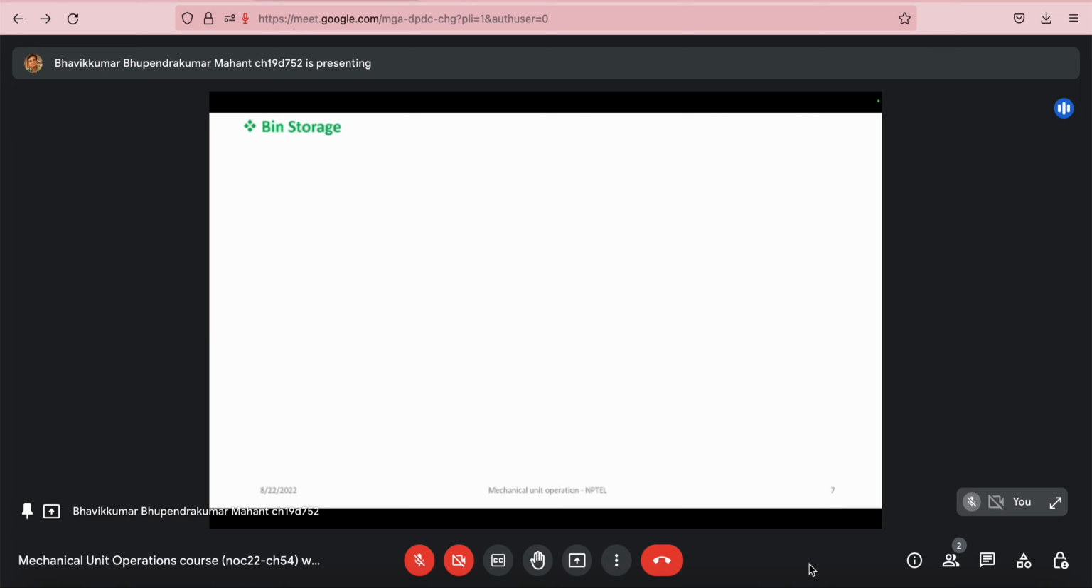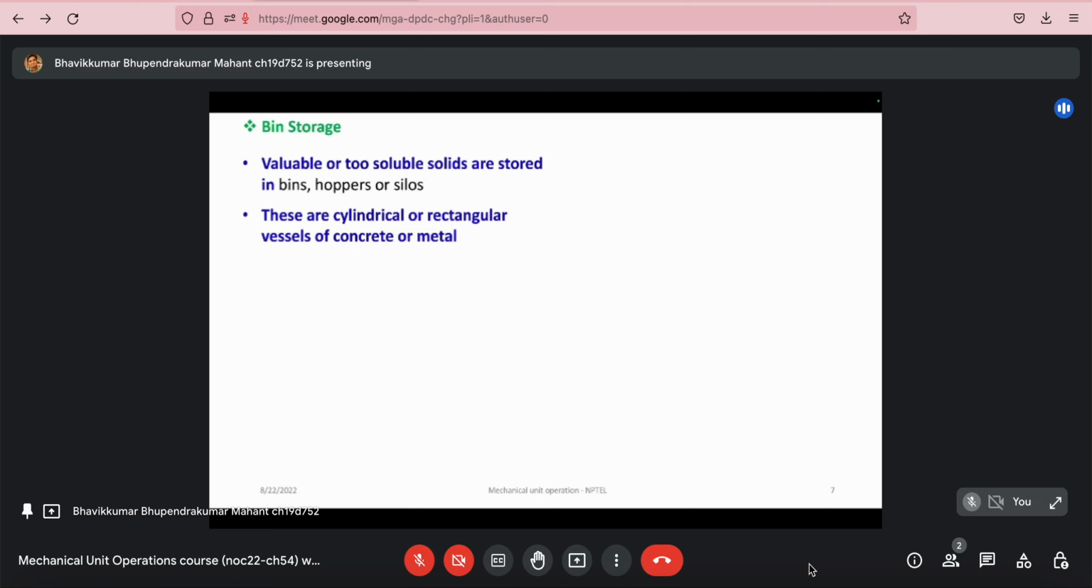Another one is bin storage. Bin storage is for valuable or soluble solids, such as very rare earth metals. Also in process plants, if you want to store material in between steps, you go for this kind of bin storage. These are mainly bins, hoppers, or silos, which are cylindrical or rectangular vessels of concrete or metal. These are some fundamental physical properties of bin storage.